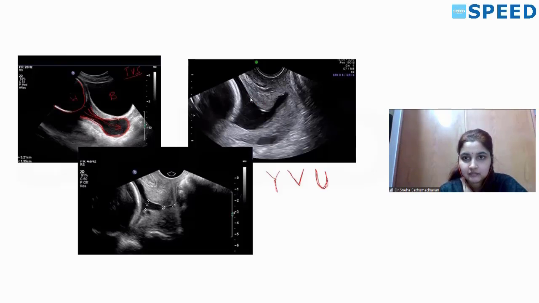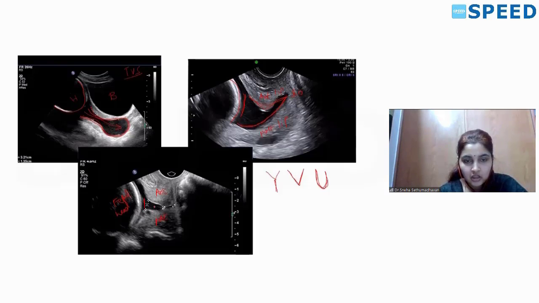Now this is something like V-shaped, right? Again, this is the head and this is the external os. Internal os is open here and it is a V-shaped opening. This is also quite advanced cervical incompetence. Just for your orientation, this is the anterior lip and this is the posterior lip of the cervix. This will be the fetal head. Anterior lip of the cervix, posterior lip of the cervix.